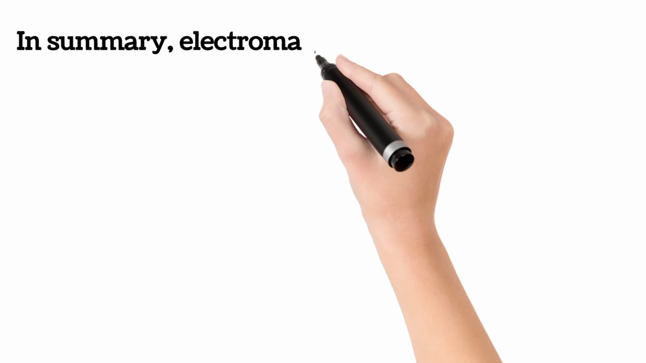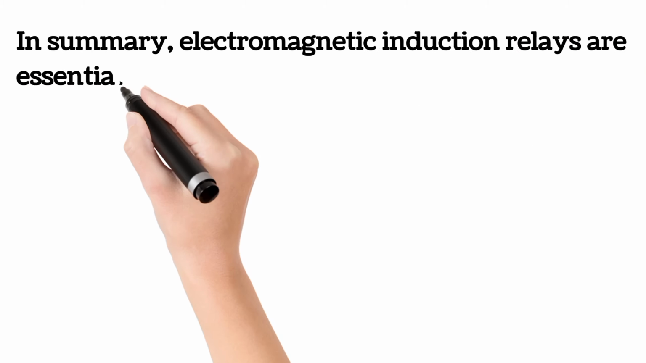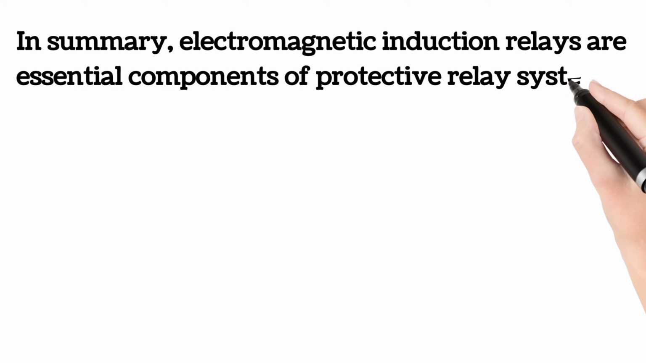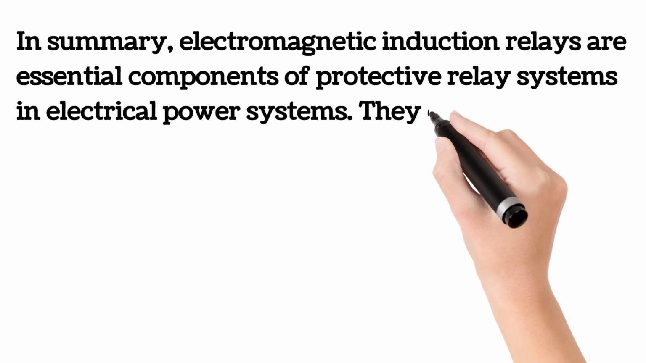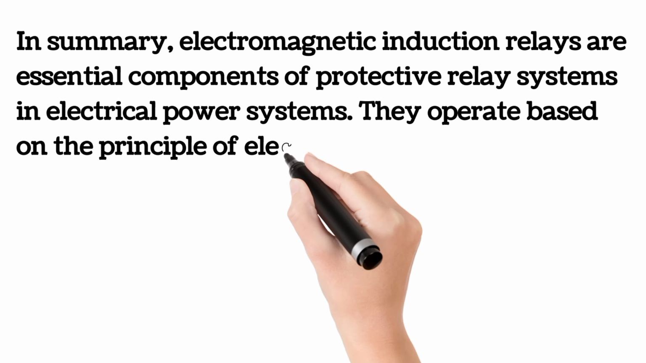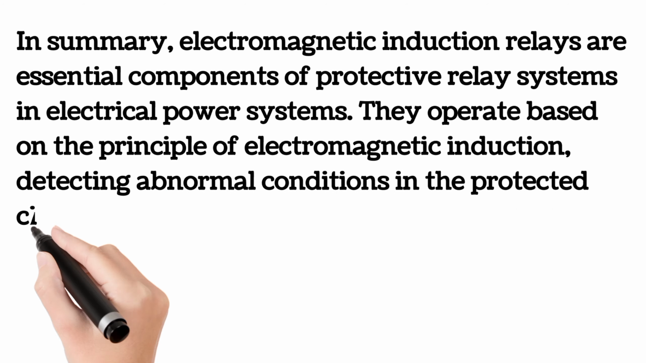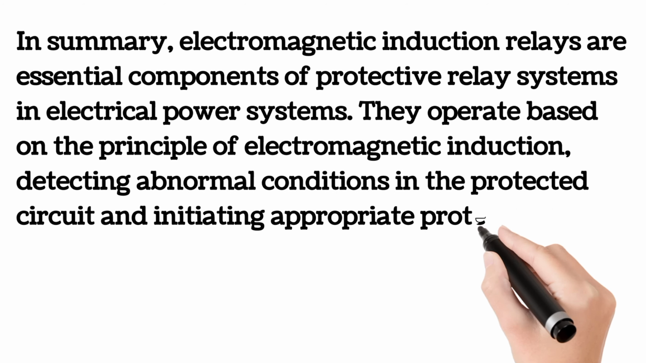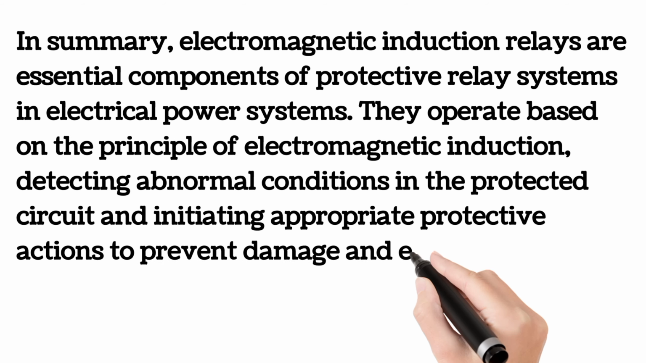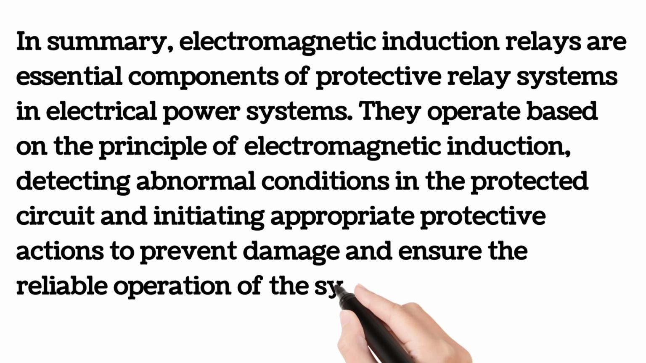In summary, electromagnetic induction relays are essential components of protective relay systems in electrical power systems. They operate based on the principle of electromagnetic induction, detecting abnormal conditions in the protected circuit and initiating appropriate protective actions to prevent damage and ensure the reliable operation of the system.